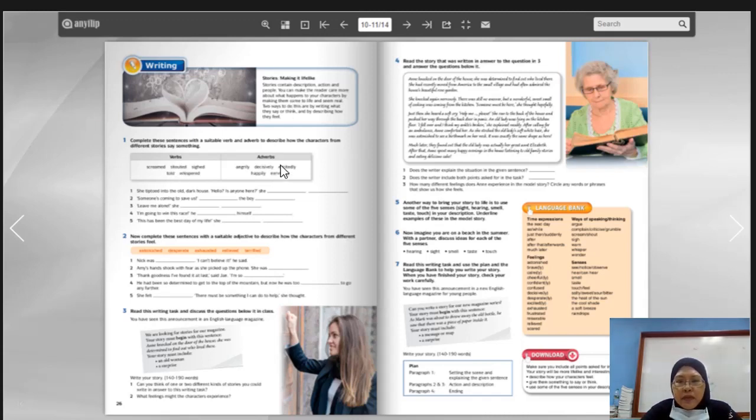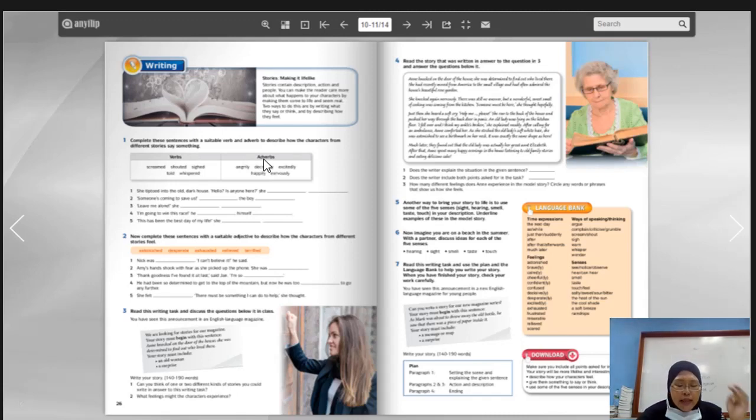Verbs and adverbs. Okay, you use verbs, for example like scream, shouted, sighed, told, whispered. Scream, shouted, menjerit. Sigh, maksudnya mengeluh. Told, memberitahu. Whispered, berbisik. And how these things are being done, so you need to use adverbs. Adverbs are the words to show how the verbs are being done. Verbs means kata kerja atau perbuatan, action. Adverbs, how they are done.